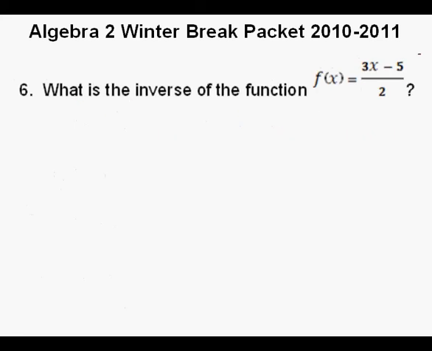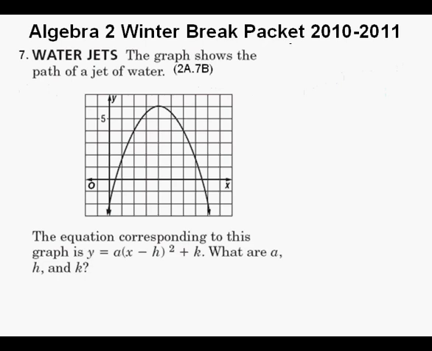For number 6, another inverse function problem, you'll need to work this one by yourself. If you have a question about this one, private message me or make a comment and I'll try to give you some help. Just look at how I worked out problem number 5 first. Here we have problem number 7. The graph shows the path of a jet of water. The equation corresponding to this graph is y equals a times quantity x minus h squared plus k. What are a, h, and k?